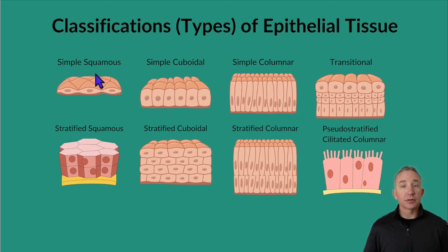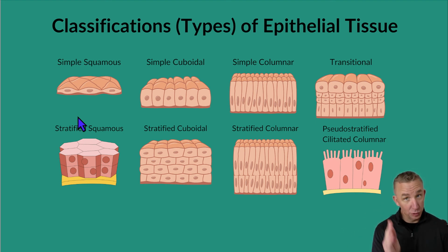So we have them described based on their number of layers, simple and stratified, and then the shape of their cells. The structure creates the function. Remember, this is unique specifically to epithelial tissue. Later, we'll talk about the makeup of connective, muscle, and nervous.